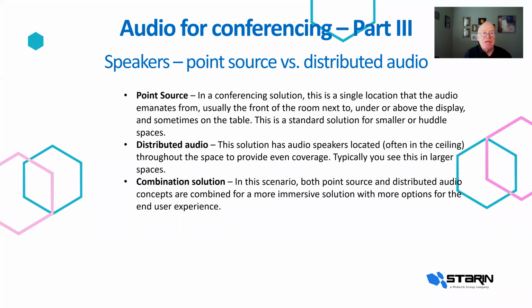There are three main types of audio designs in conferencing. You have point source, typically used for smaller rooms or in video conference situations, that drives the end users or participants' attention towards the display. So typically those speakers are sound bars or line arrays or small pendants that are mounted on the front wall, either next to, above, or below the display.